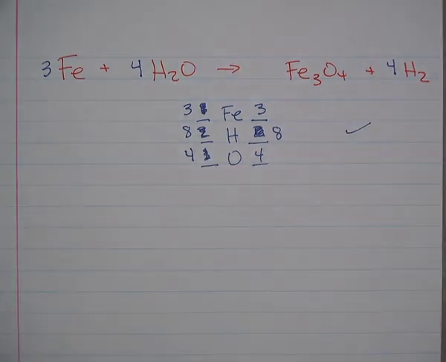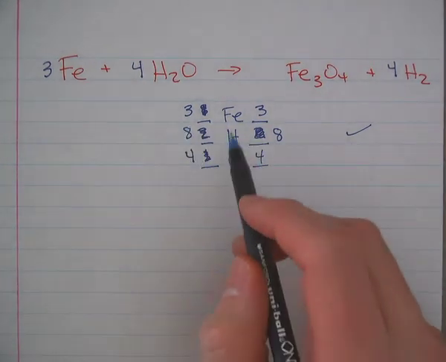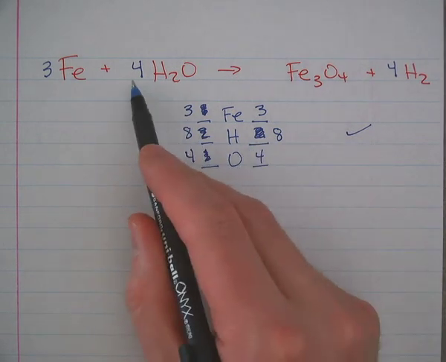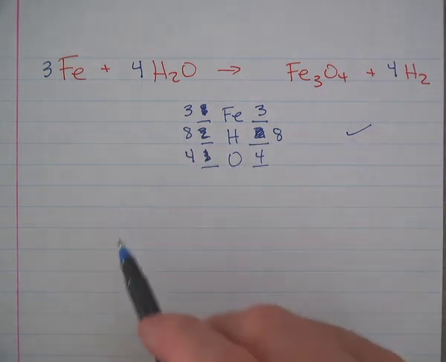This was a little more complicated equation, but using the same strategy, making a table, going one element at a time, and updating my table whenever I changed a coefficient is what helped me to actually balance this one.